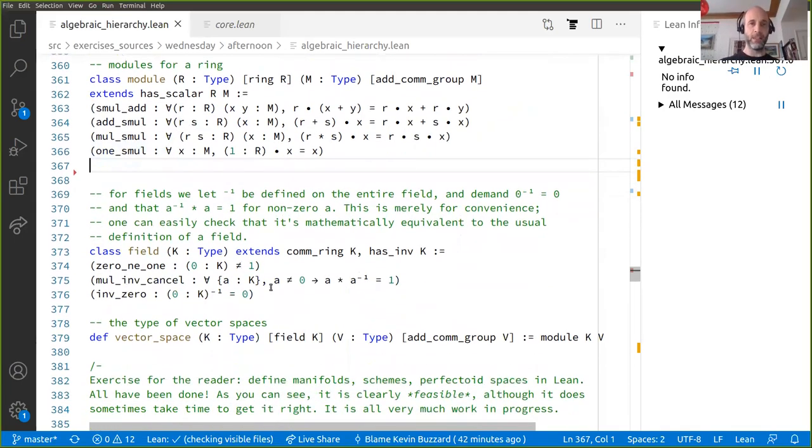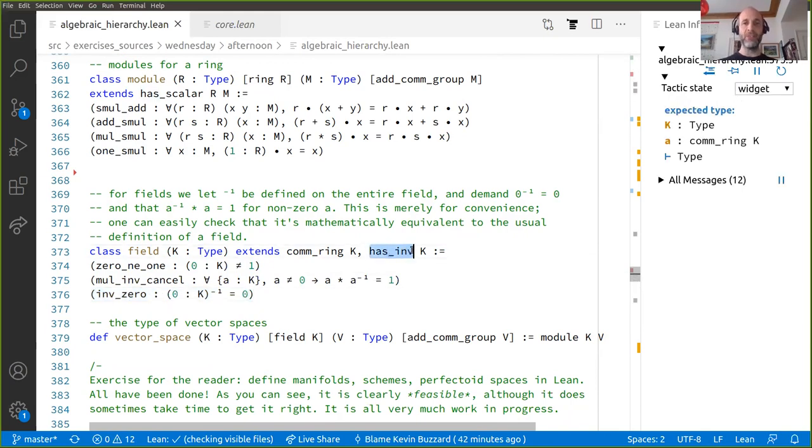Here's a field, which is a commutative ring with an inverse. This is an interesting definition of a field because it's not quite what a mathematician would expect. A field is a commutative ring with 0 not equal to 1, where everything has a multiplicative inverse apart from 0. We also define the inverse of 0 to be 0. So this is really quite counterintuitive. But the problem is that this has_inv is a type class that's defined on the whole type.